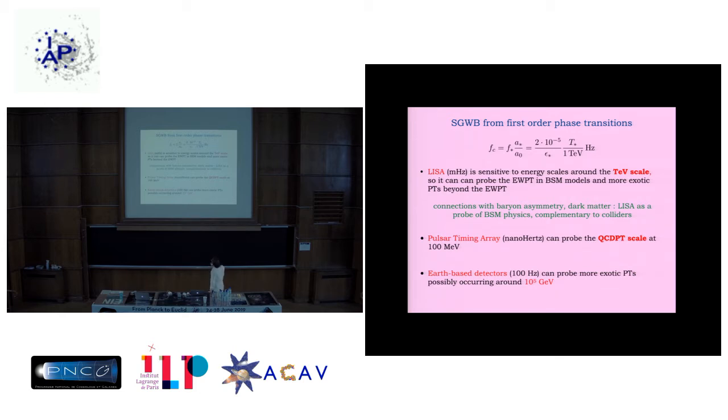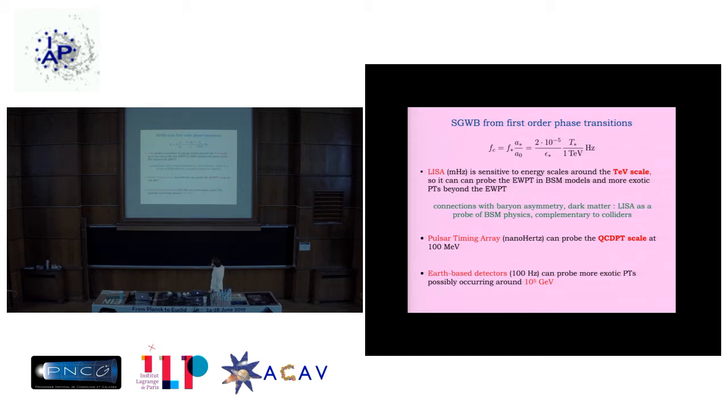So it can probe just beyond the LHC. You can use LISA to test the occurrence of a first-order electroweak symmetry breaking leading to baryon asymmetry, possibly dark matter candidates, etc.